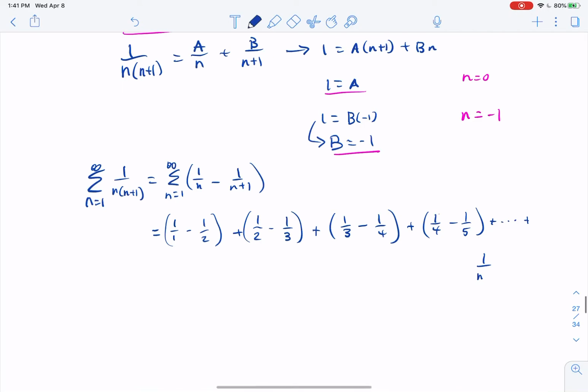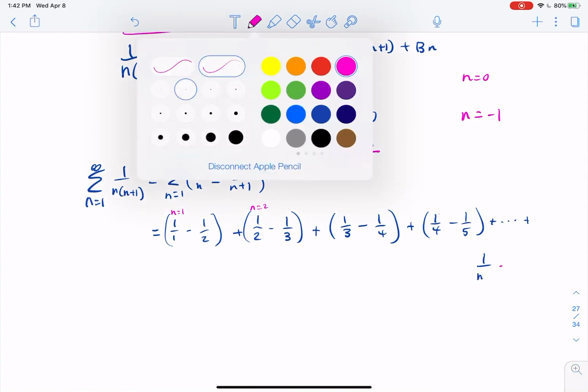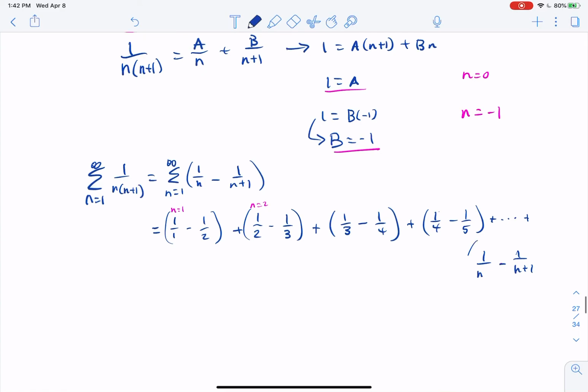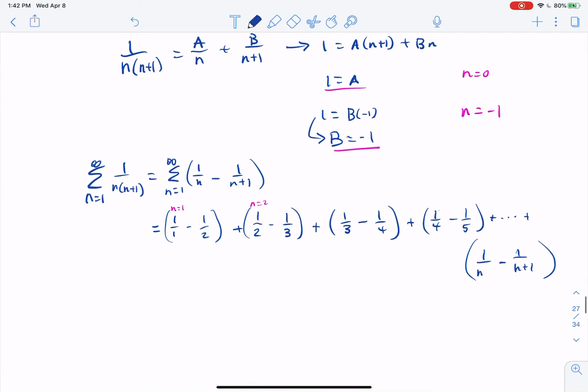So if I look at this, this is n equals 1, and this one was n equals 2, and so on. So whenever I plug in, that will be 1 over n on that last one, minus 1 over n plus 1. Right? Okay, so there's the nth term. We're trying to sum up all of these things and then take the limit, because it's supposed to keep on going and going after this.